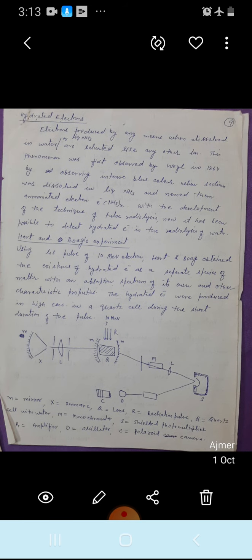Now, what are the hydrated electrons? Electrons produced by any means when dissolved in water, or sometimes in liquid ammonia. When they are dissolved in liquid ammonia, they are called ammoniated electrons. Hydrated electrons are those dissolved in water, and ammoniated electrons are those dissolved in liquid ammonia. They are solvated like any other ion.